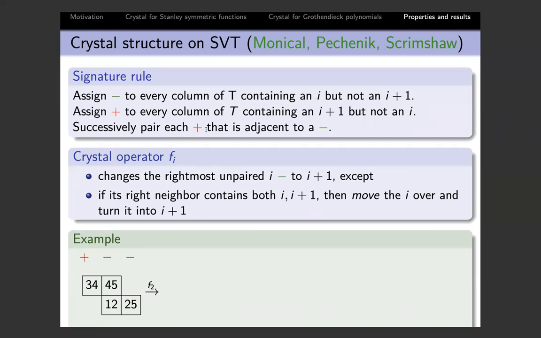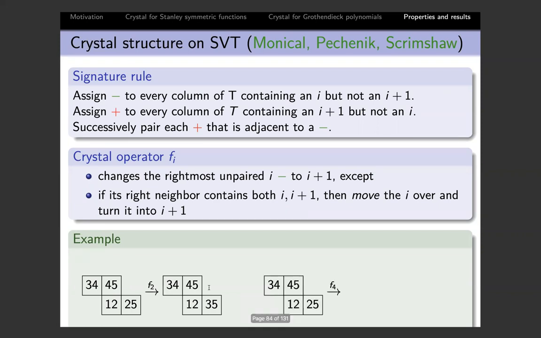Here I want to do an F2 operator. So I look at the letters 2 and 3. You can see that the first column contains a 3, so I give it a plus. The second column contains a 2, so I give it a minus. And the last column contains a 2, so I also give it a minus. Columns 1 and 2 are paired. Therefore, by the way that the crystal operators work, the rightmost unpaired minus will make a 2 into a 3. And that's exactly what happens in this example.